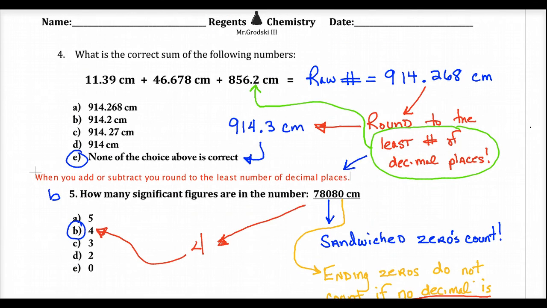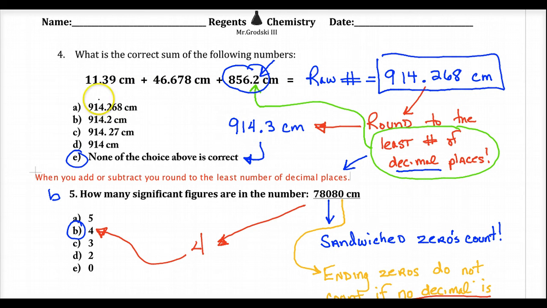Going down to number 4, we have just a math problem where we're adding, maybe we're getting a perimeter of a, I don't know, a triangle or something, and we're adding 3 dimensions together, and we're just going to add them together, and we're going to get a raw answer of 914.268 centimeters. Remember, a number without a unit means nothing, and we have to round our results. The weakest number, of course, is this one because it has the least amount of precision. When you add or subtract, you have to round off to the least number of decimal places. It's about the precision when you add.